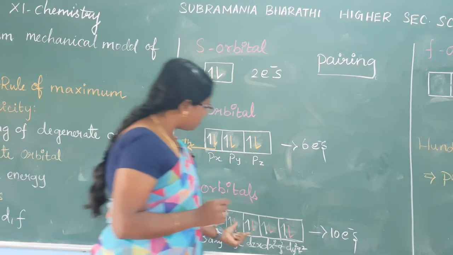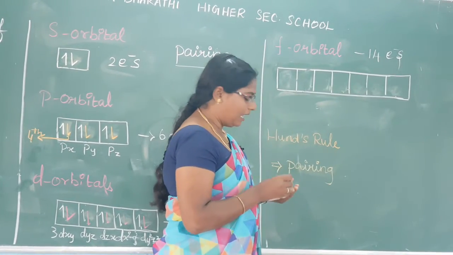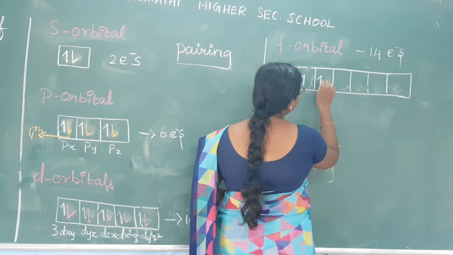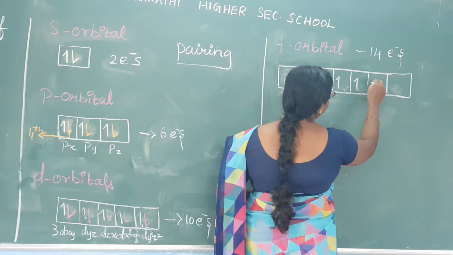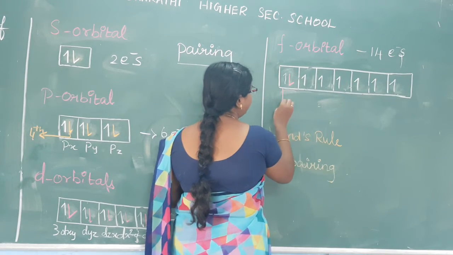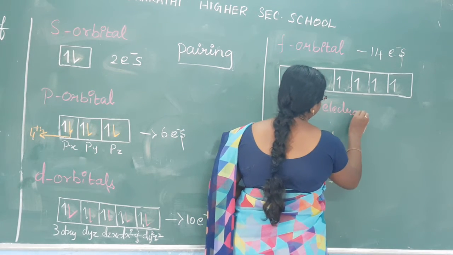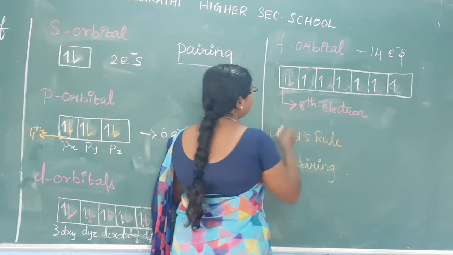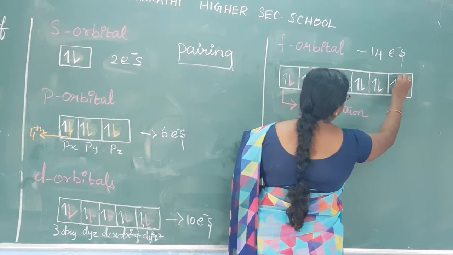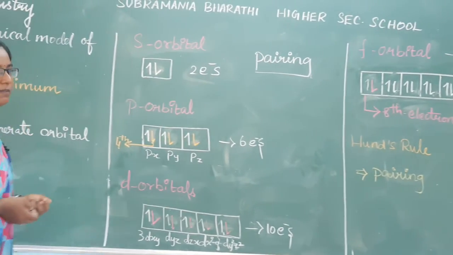Okay. So, this was the D orbital, and the F orbital contains 14 electrons. Let me write the electrons here. Number 1, 2, 3, 4, 5, 6, 7 and the 8th electron starts pairing. Then 9, 10, 11, 12, 13, 14. So, in this way I can explain Hund's rule of maximum multiplicity.